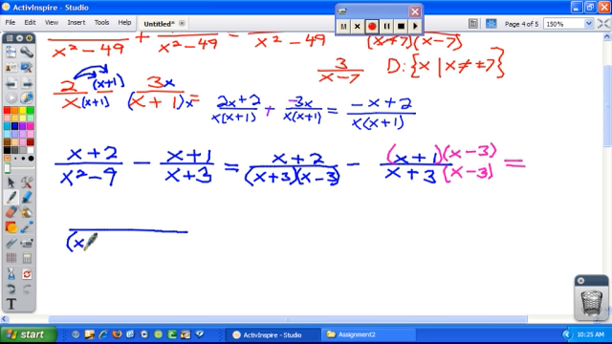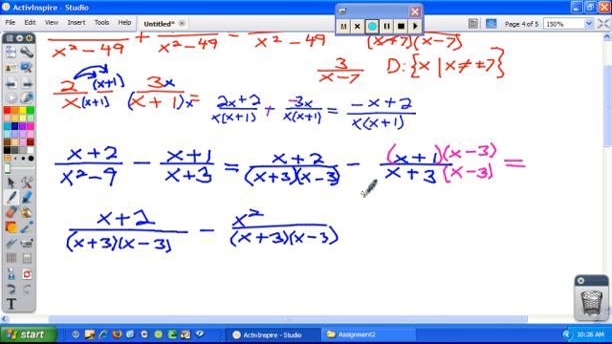So I have x plus 3 times x minus 3. If you want to write them as x squared minus 9, again, you can do that. It's up to you. Here I have x plus 3 times x minus 3. And then the x plus 2 didn't change. But here I FOIL this, and when you FOIL it, you get x squared minus 3x plus 1x is minus 2x. And then 1 minus 3, or 1 times negative 3 is negative 3.